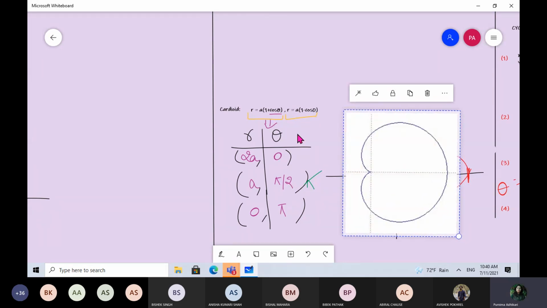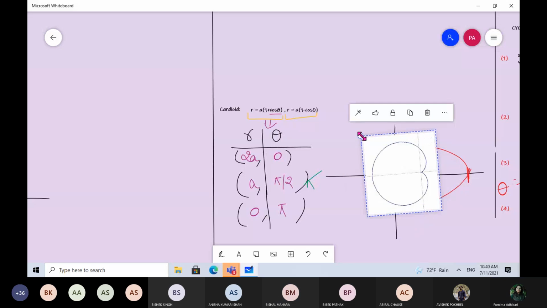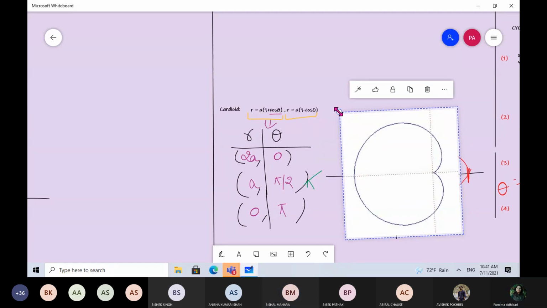Now just make a guess how your curve will change its nature for r equals a(1 minus cos theta). For r equals a(1 minus cos theta), how will your curve change? Come on quickly. A mirror image, exactly, about the y axis. Yes, you can flip it. Yes, very good. Okay, how can you say that?